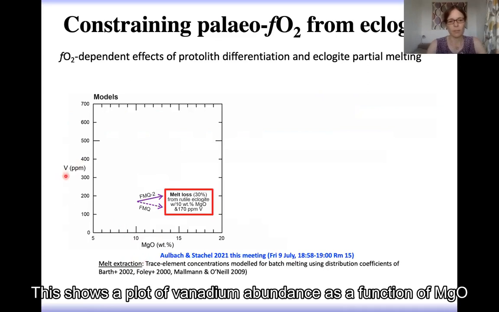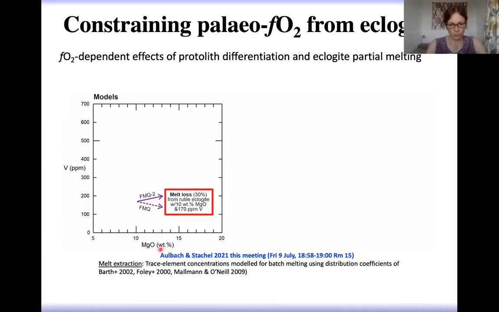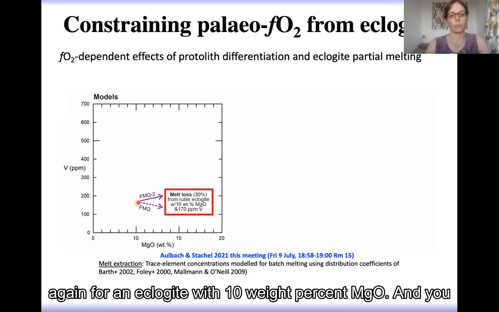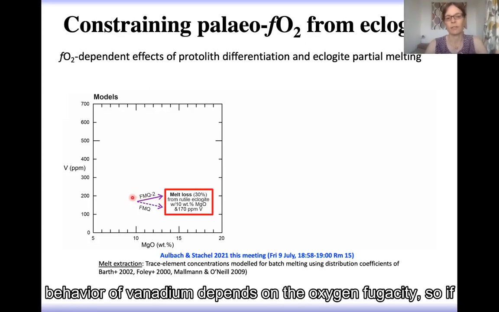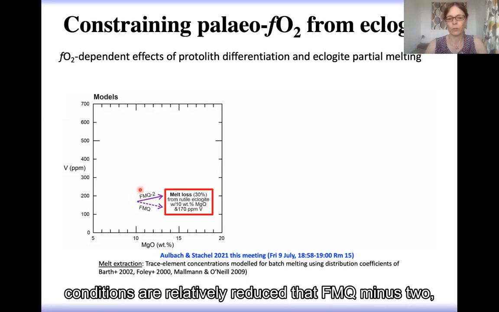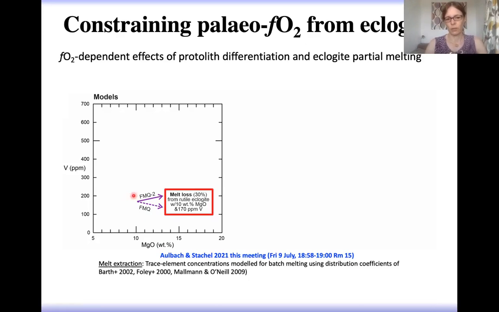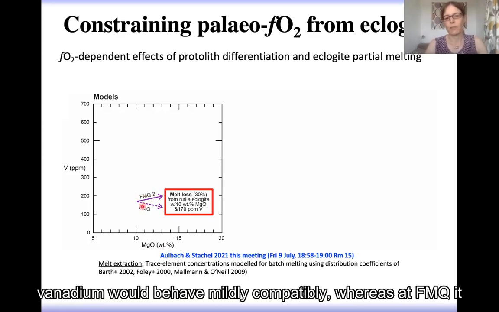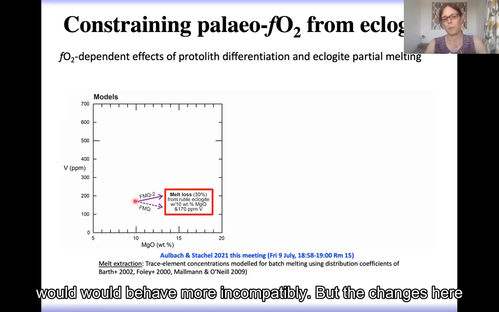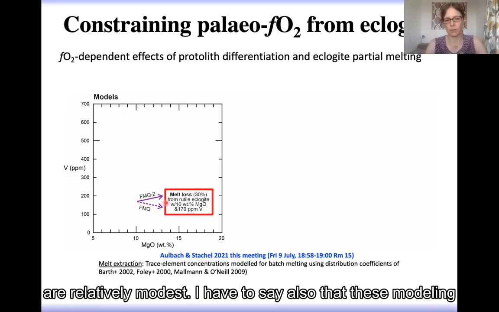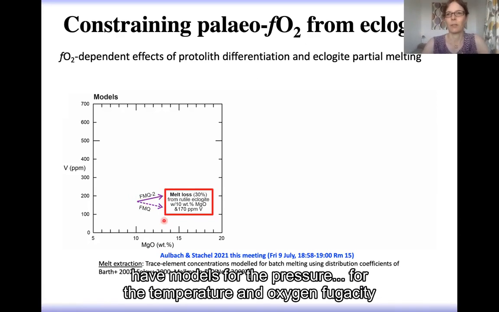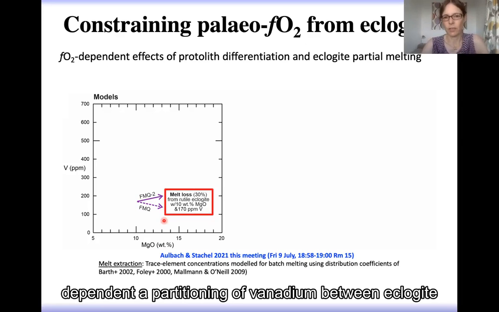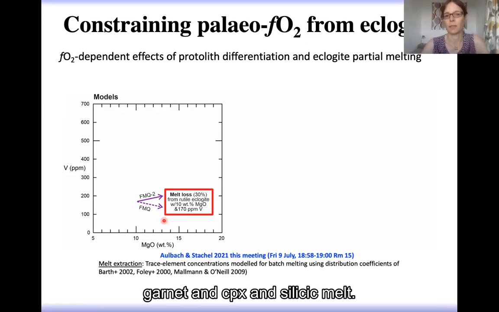This here shows a plot of vanadium abundance as a function of MgO content. Again, for an eclogite with 10% weight MgO, and you can see how MgO increases relatively strongly, and the behavior of vanadium depends on the oxygen fugacity. So if conditions are relatively reduced at FMQ-2, vanadium would behave mildly compatibly, whereas at FMQ it would behave mildly incompatibly. But the changes here are relatively modest. I have to say also that these modeling results are semi-quantitative because we actually don't yet have models for the pressure, for the temperature and FO2 dependent partitioning of vanadium between eclogite, garnet, and CPX and the silicic melt.